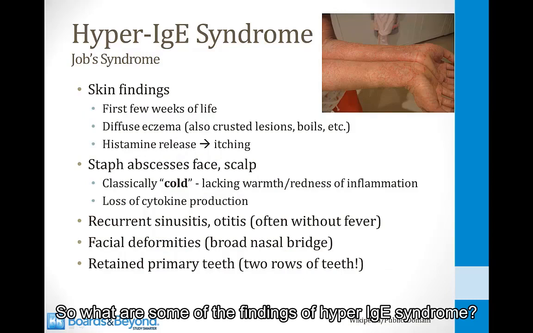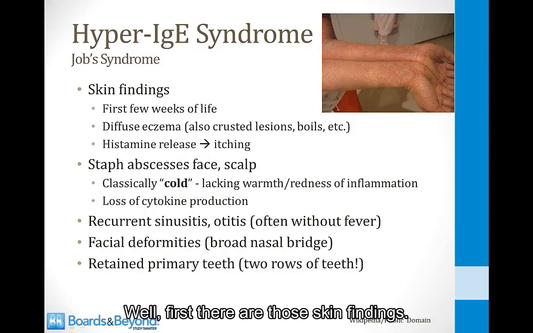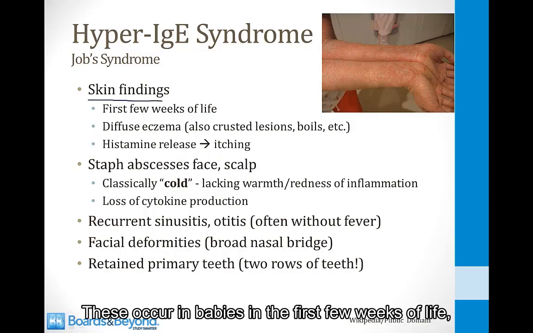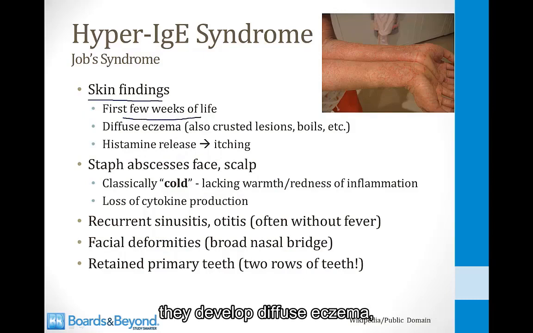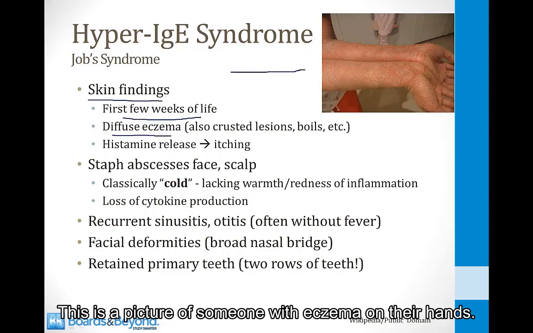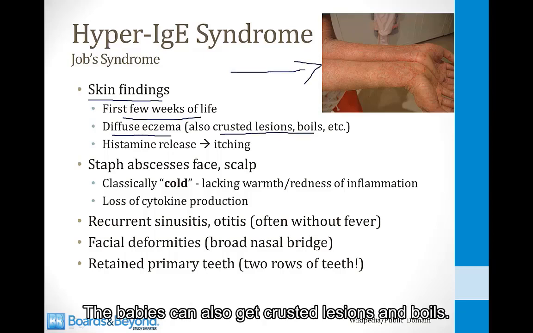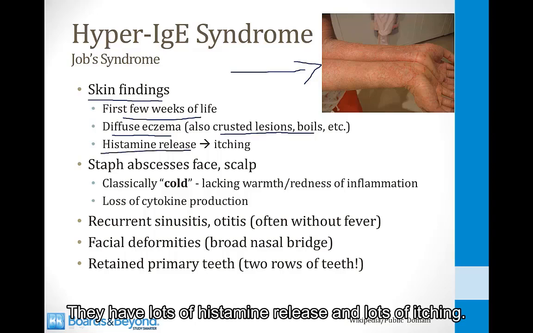So what are some of the findings of hyper-IgE syndrome? Well, first, there are those skin findings. These occur in babies in the first few weeks of life. They develop diffuse eczema, and eczema is a diffuse red itchy rash. This is a picture of someone with eczema on their hands. The babies can also get crusted lesions and boils. They have lots of histamine release and lots of itching.